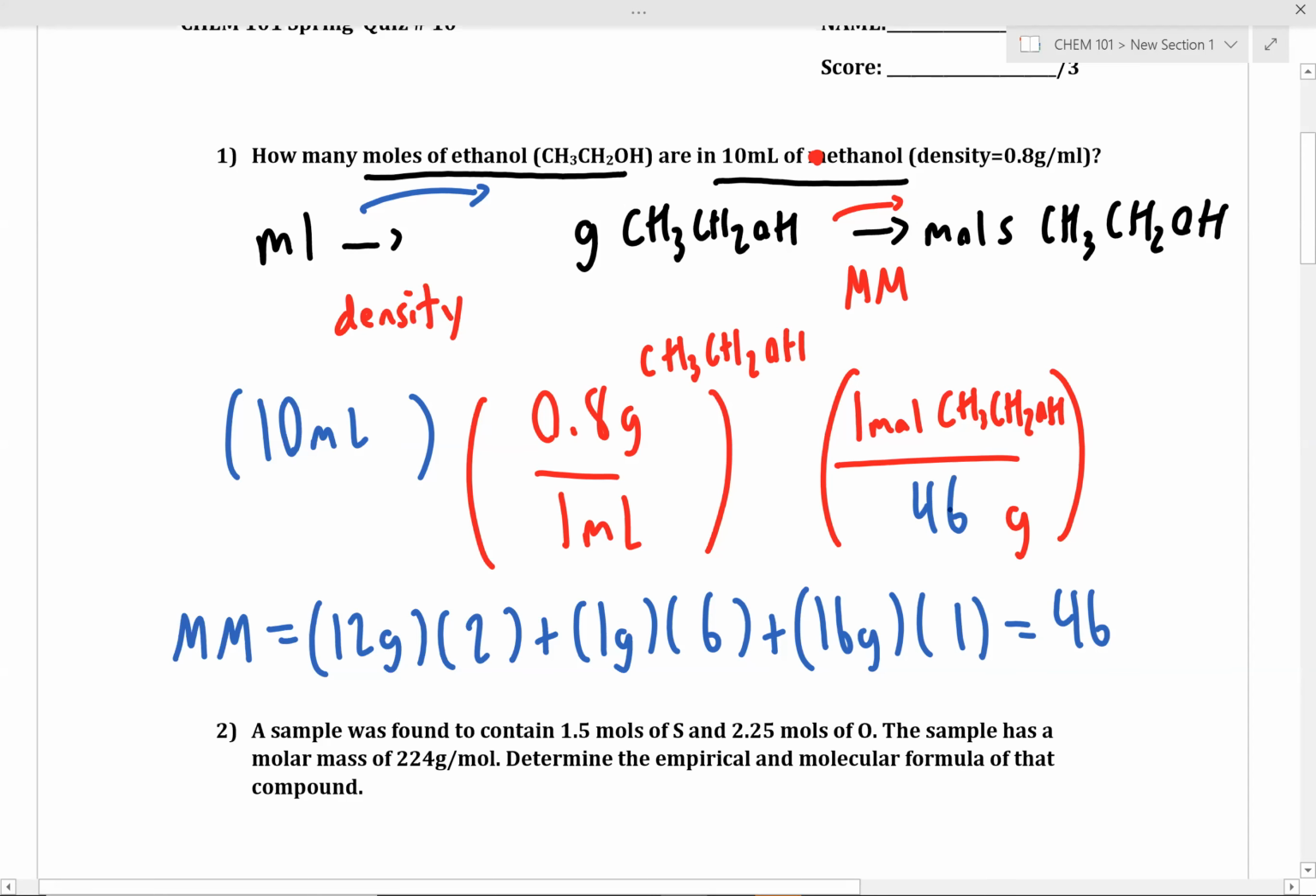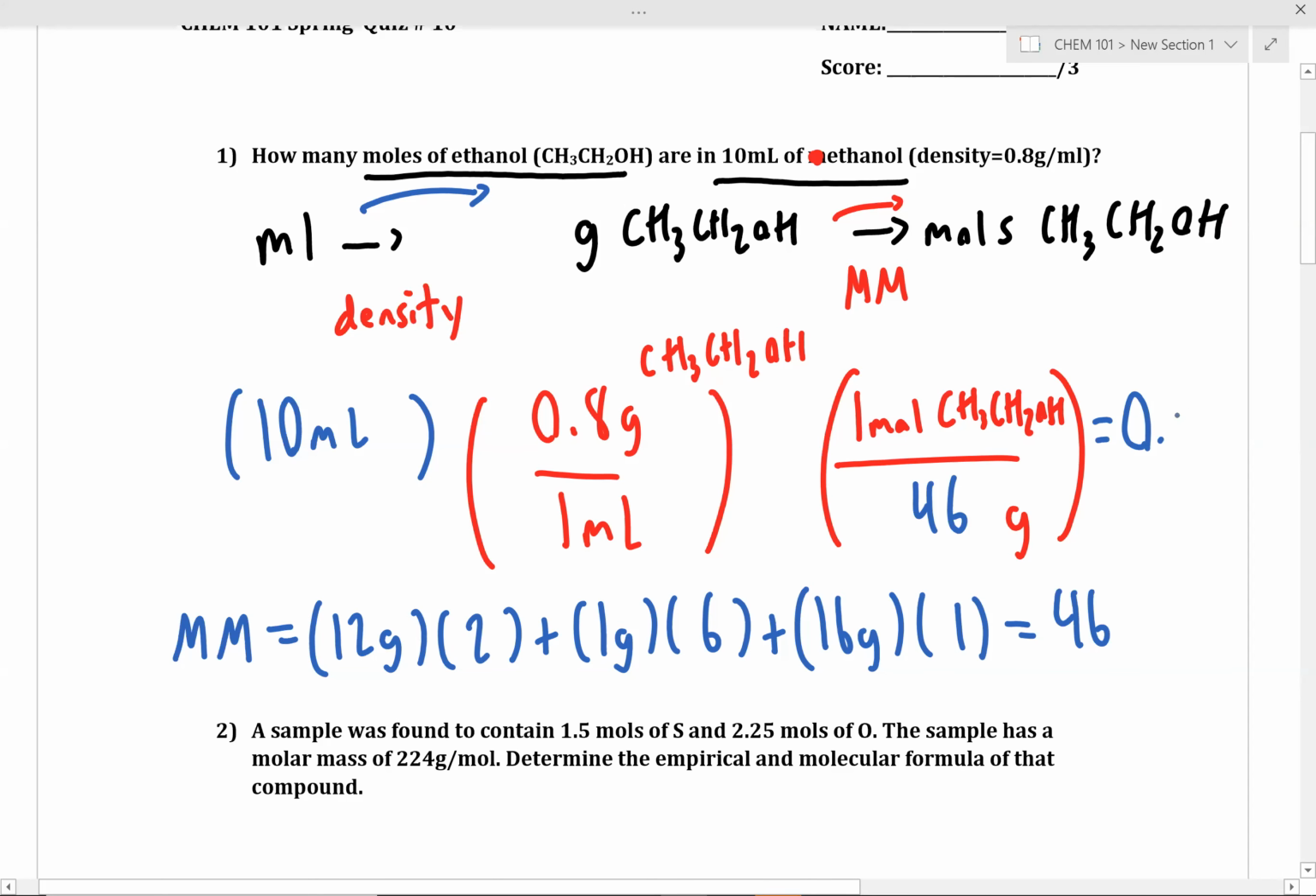Okay, is everyone following so far? Now all we have to do is punch this into our calculator. So let's go to the calculator interface. So we have 10 times 0.8 divided by 46. And that gives us 0.17 moles that we round to how many sig figs? How many sig figs does 10 have? 1. So then we'd report our answer as just 0.2.